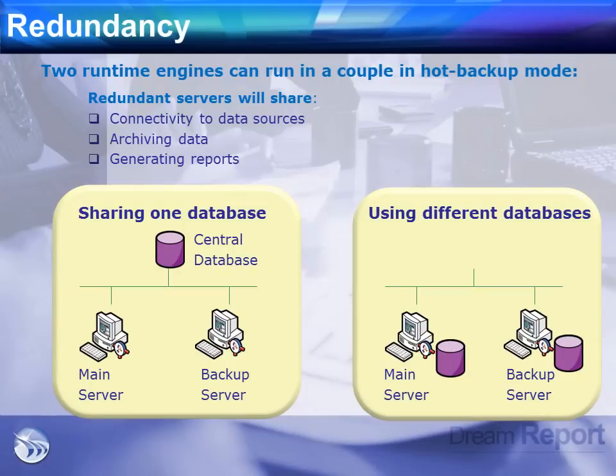Dream Report supports redundancy. This means that you can set up two Dream Report runtime servers and define one server as a backup of the main one. Then the backup server will not archive data, it will not generate reports, but just check if the main server is up and running. As soon as the main server is down for any reason, the backup server will immediately take over.